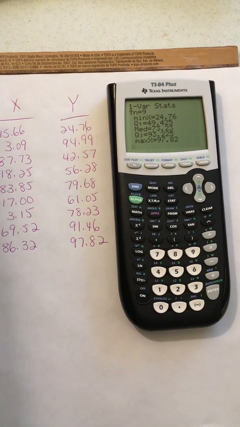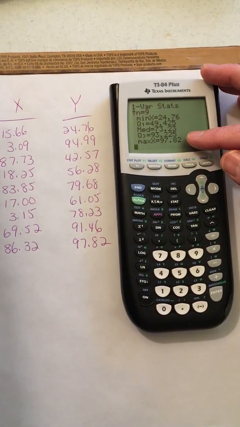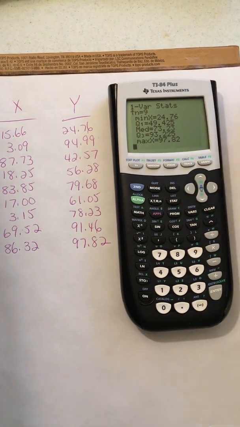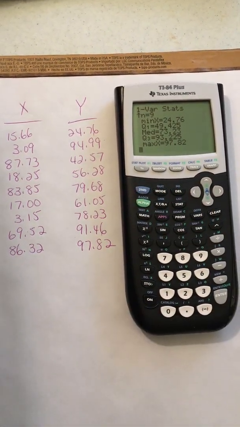And then from there, we could compute things like the range, the max minus the min, or the interquartile range, Q3 minus Q1. So that's the basic use of the TI-84 for statistics.